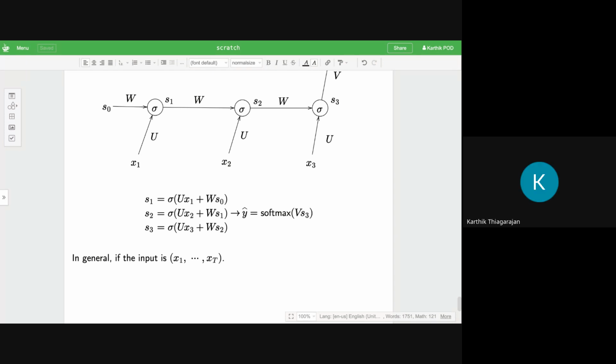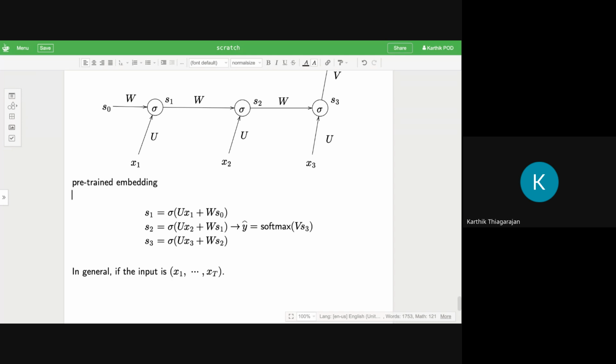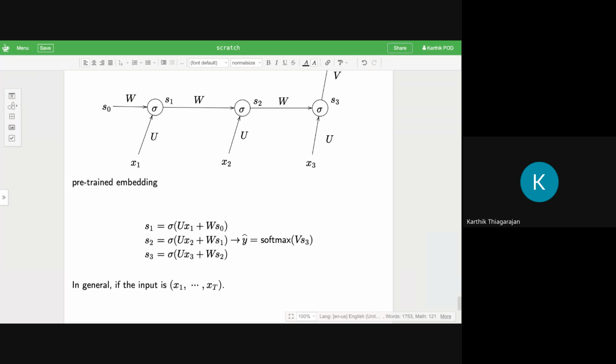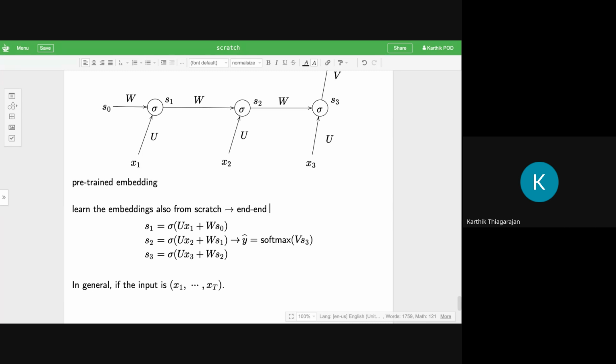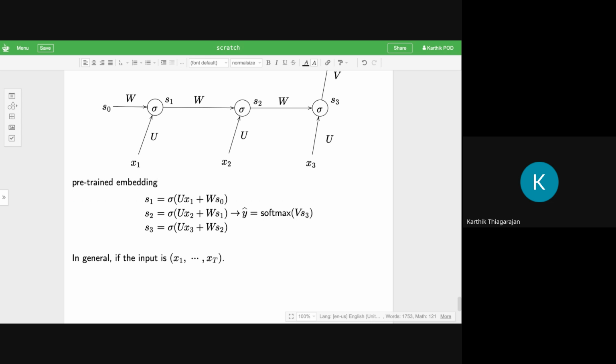The next is that the scenario of using CBOW is called using pre-trained embeddings. In reality, you might learn the embeddings from scratch. That's an end-to-end learning setup where the embedding itself is learned. We can also discuss that, but using CBOW or some other word embedding is a pre-trained setup.